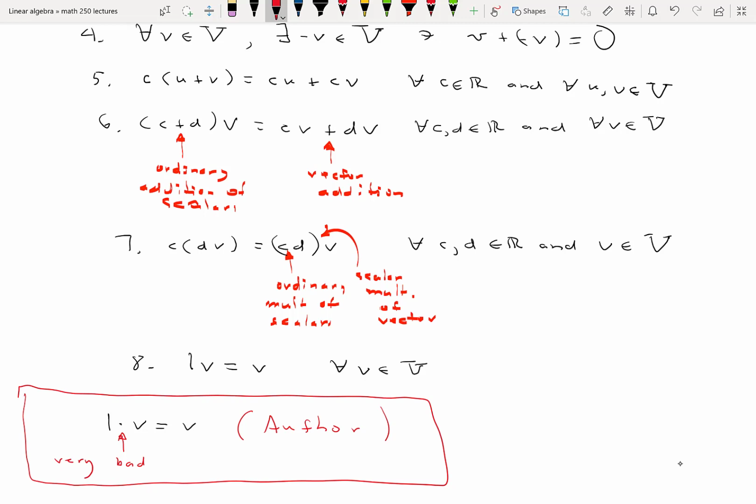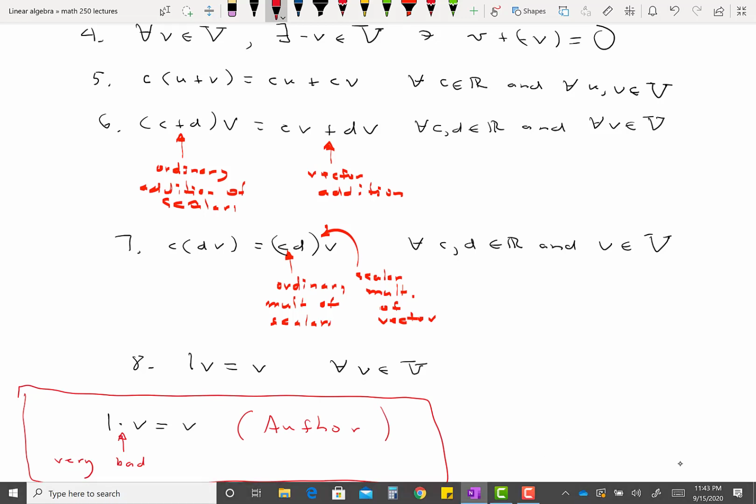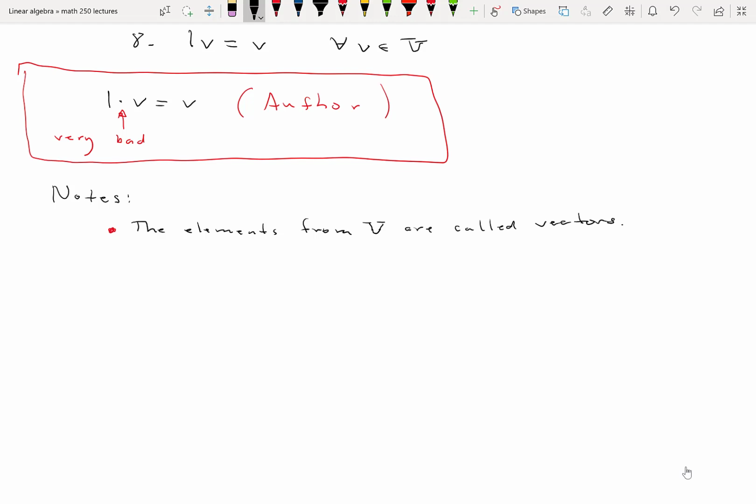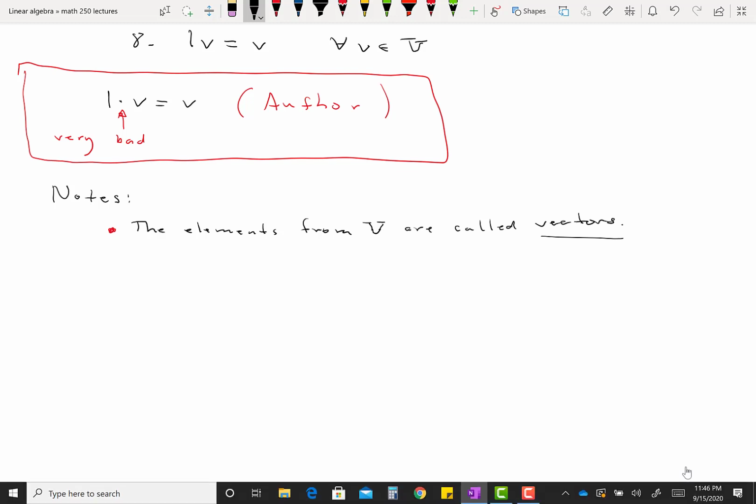So before we dig into seeing how these vector spaces work, let's take a look at a few notes, a few things that we're going to have standard, or things I'd like to say about vector spaces. So, first note, the elements from our vector space V are called vectors. The scalars that we use to multiply are just regular real numbers. But the elements in our set V are called vectors.